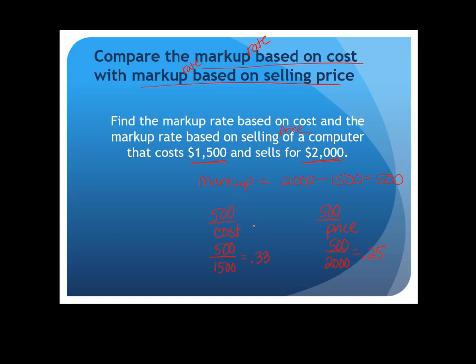And then you can multiply them both by 100 or move the decimal over twice, whatever is easier for you, to give you 33% and 25%. So markup rate based on cost, it was 33% markup. If you base it on selling price, it's a 25% markup. And it will be more of a markup based on cost than on the selling price. So there is a difference.